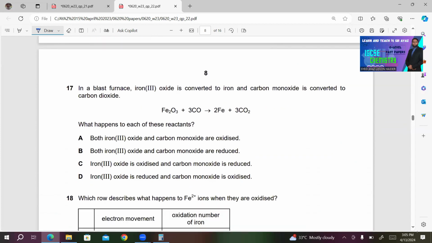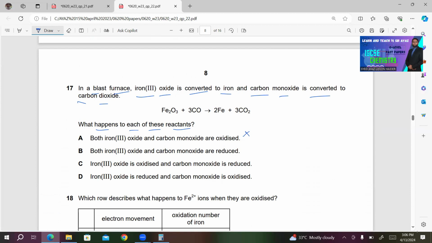Number 17. In a blast furnace, iron 3 oxide is converted to iron and carbon monoxide is converted to carbon dioxide. There is a reaction. What happens to each of these reactants? A, both iron 3 oxide and carbon monoxide are oxidized. This is wrong. Only carbon monoxide is oxidized. Iron 3 oxide is reduced.